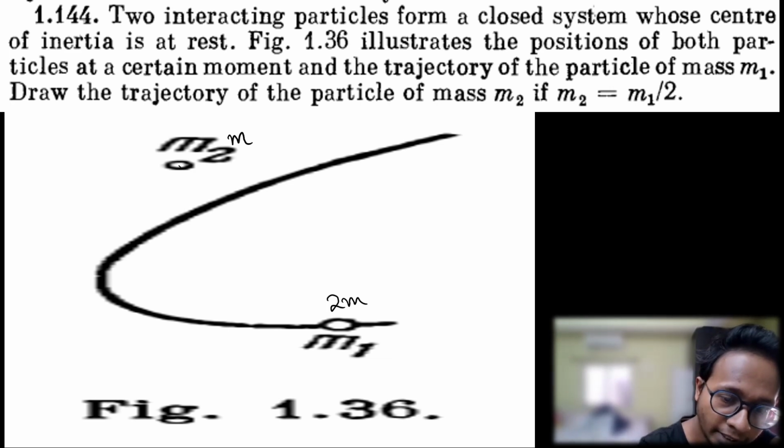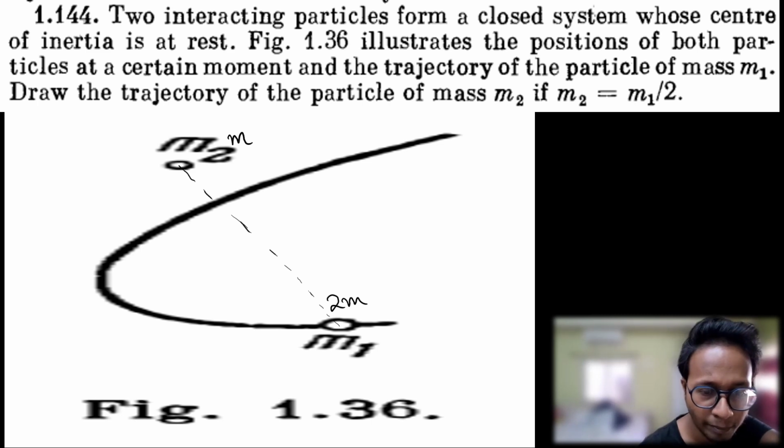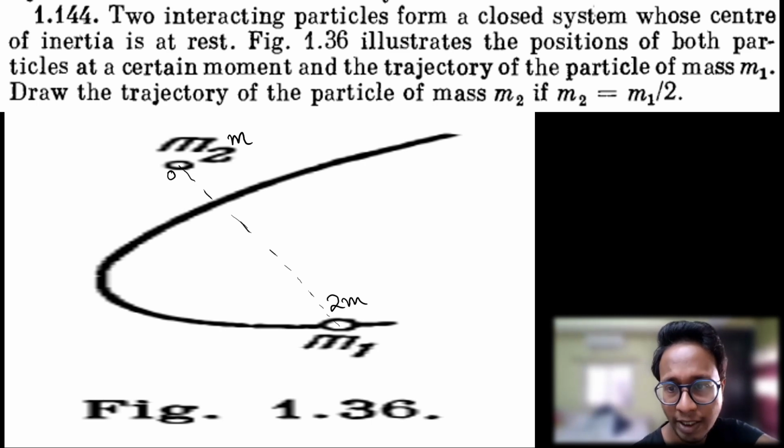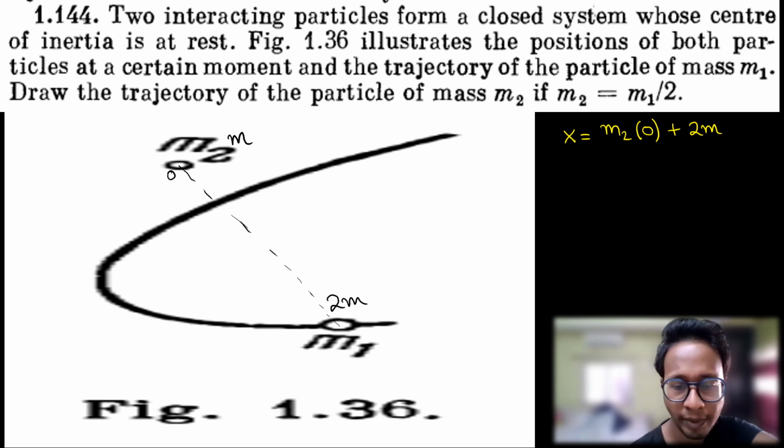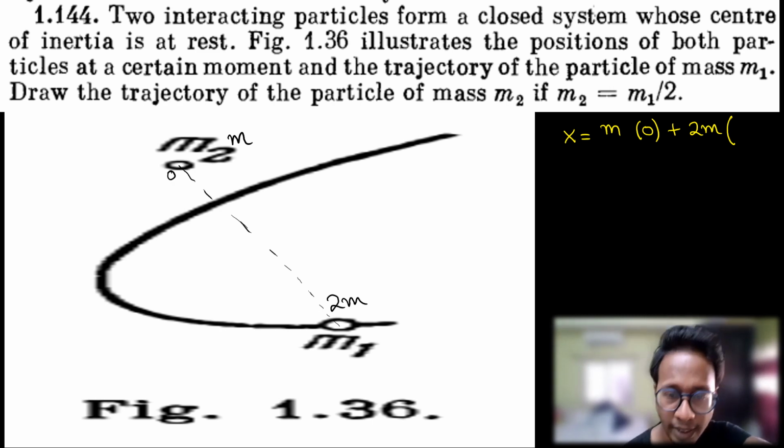Draw a straight line connecting the 2 points. So this is my straight line connecting the 2 points. Now I can either take M2 to be origin or M1 to be origin. Let's say I'm taking M2 as origin. And how do I find out the center of mass? Center of mass of M1 and M2 is nothing but M2 into position of M2 plus M1 into position of M1, where M1 is 2M and M2 is M. Let the total distance be X.